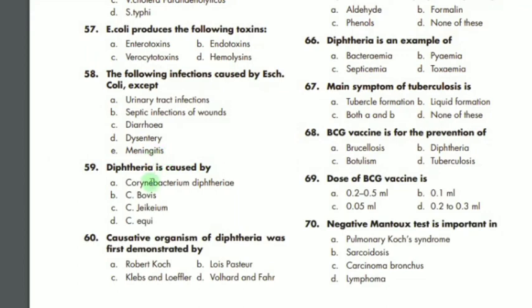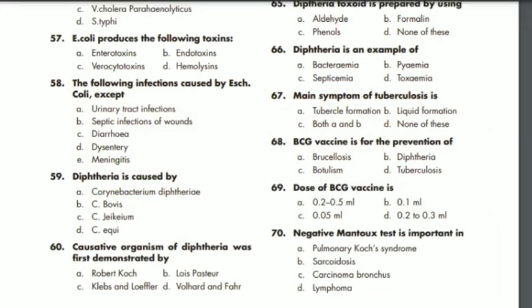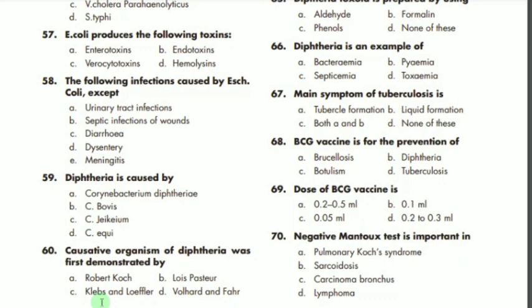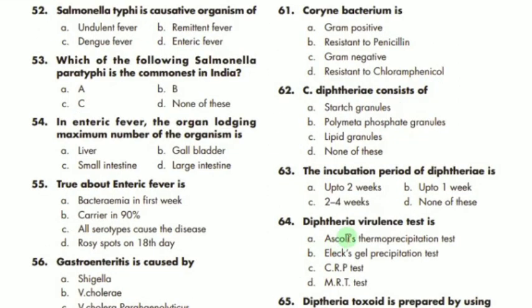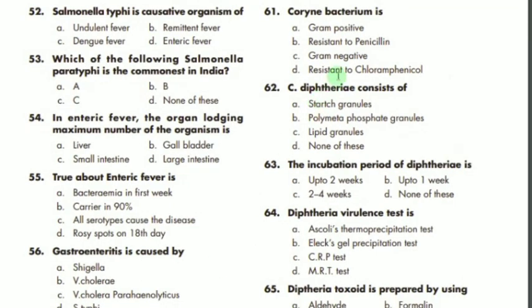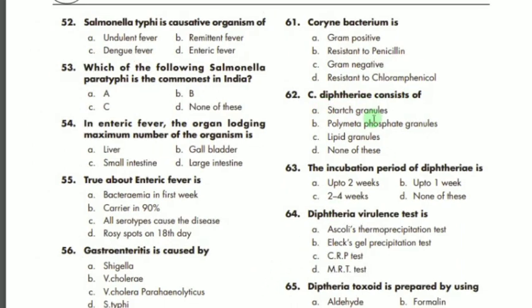Okay. Then we have diphtheria is caused by Corynebacterium diphtheriae. A is the correct option. 60, the causative organism of diphtheria was first demonstrated by Klebs-Loeffler. Number 61 says that Corynebacterium is what? It is actually a gram-positive bacterium. A is the correct option. 62, C. diphtheriae consists of polymetaphosphate granules. B is the correct option.